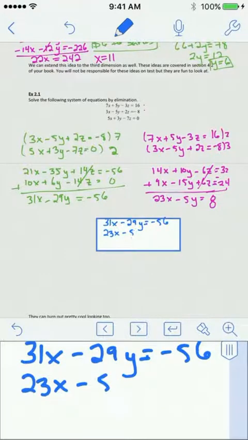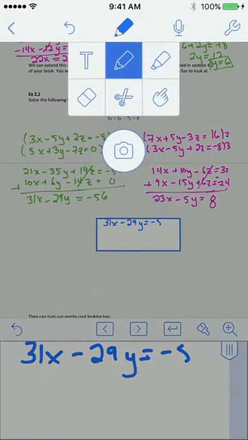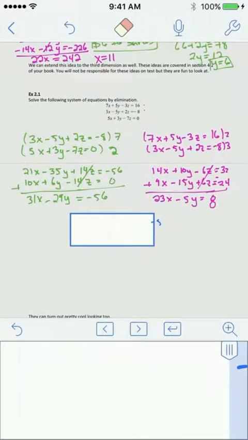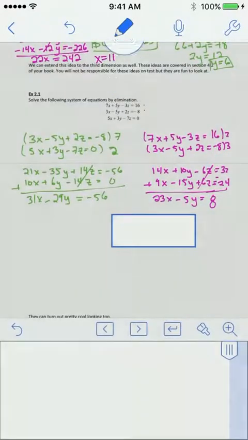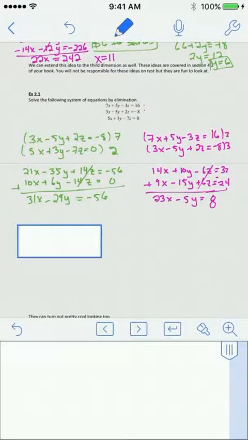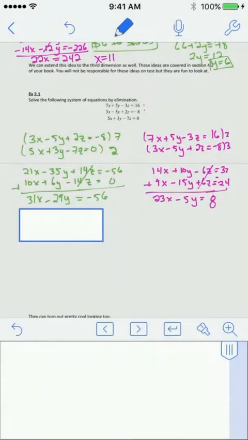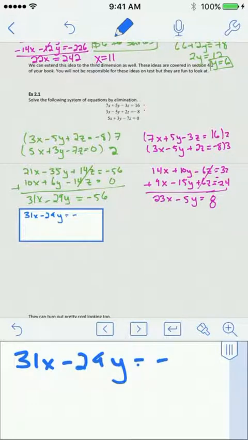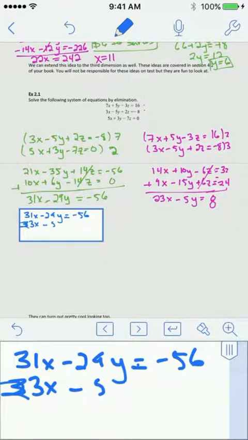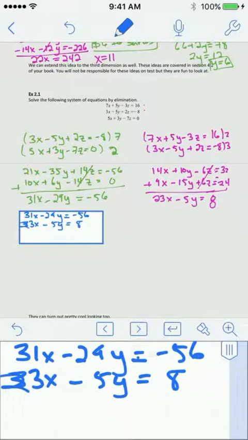And actually, you know what? I'm just going to rewrite this over here to the left so that we have some room. So I've got 31x minus 29y equals negative 56, and 23x minus 5y equals 8. I think I'm going to go ahead and eliminate that y. Alright, I'm going to eliminate the negative 5y and the 29y.